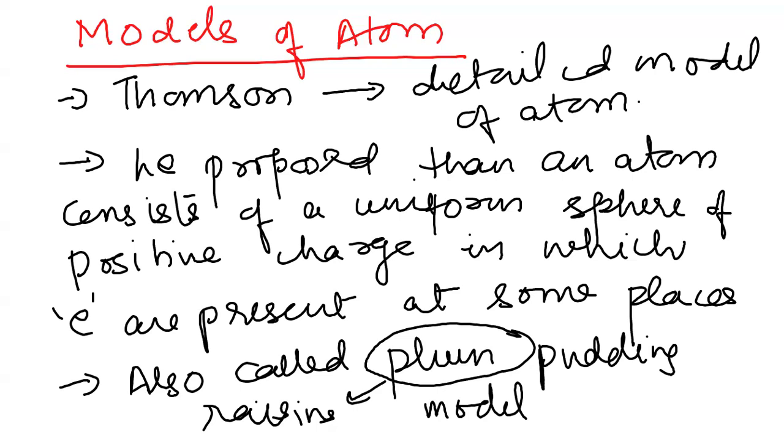Teacher, in the third point, electrons are present at some places. What does that mean? Electrons are present at some places, meaning they are embedded inside the positive charge. Like I told you now, with the watermelon, entire it is red, and in that the black seeds are embedded. Written? Yes, teacher, I wrote.